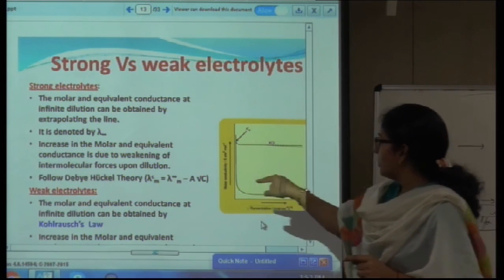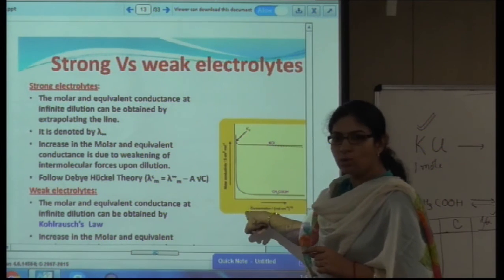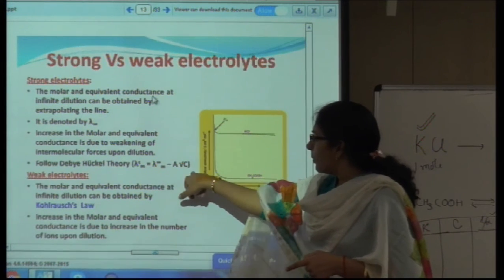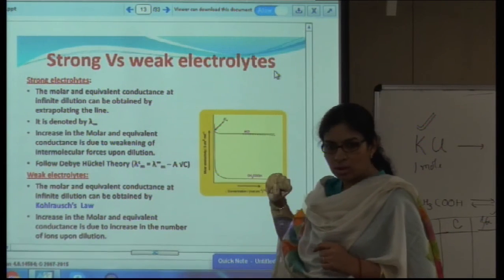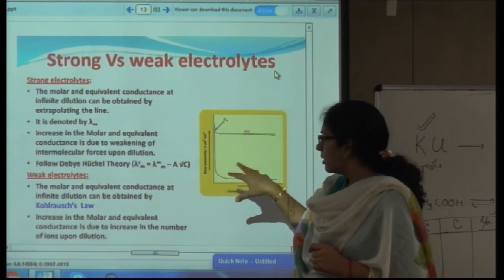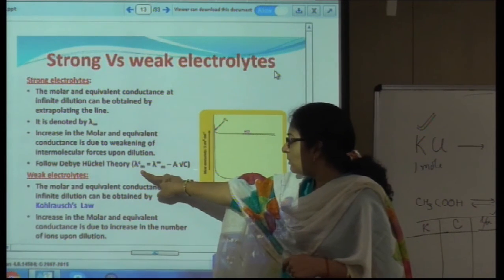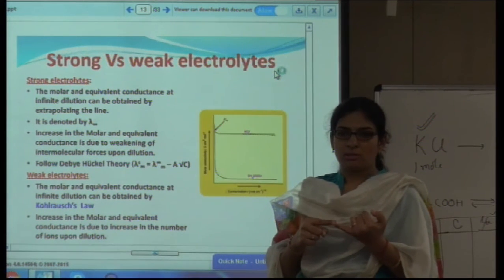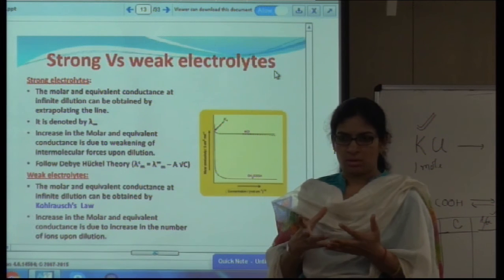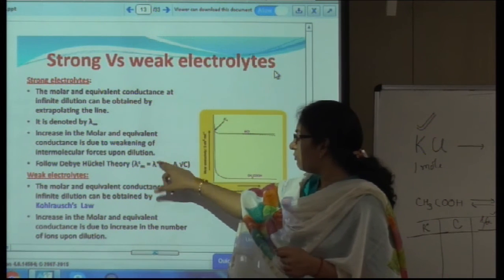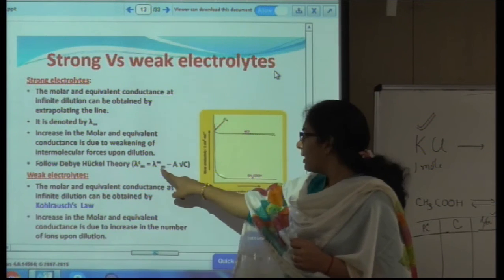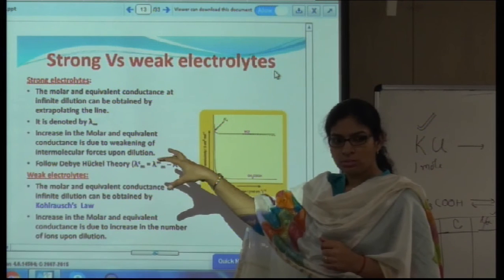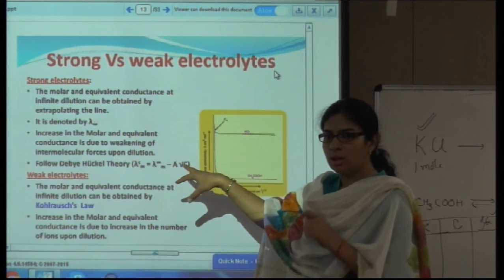So this trend, I was telling you, that you plot root of concentration. Strong electrolytes follow this equation. This is called Debye-Huckel theory. The Debye-Huckel equation says that lambda m, molar conductance at any concentration, is given by lambda m infinity minus a root c. Lambda m infinity means its maximum value, the value at infinite dilution.